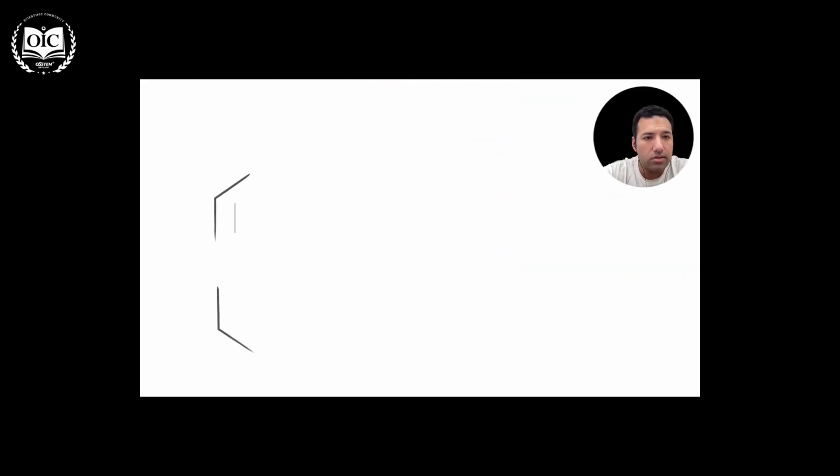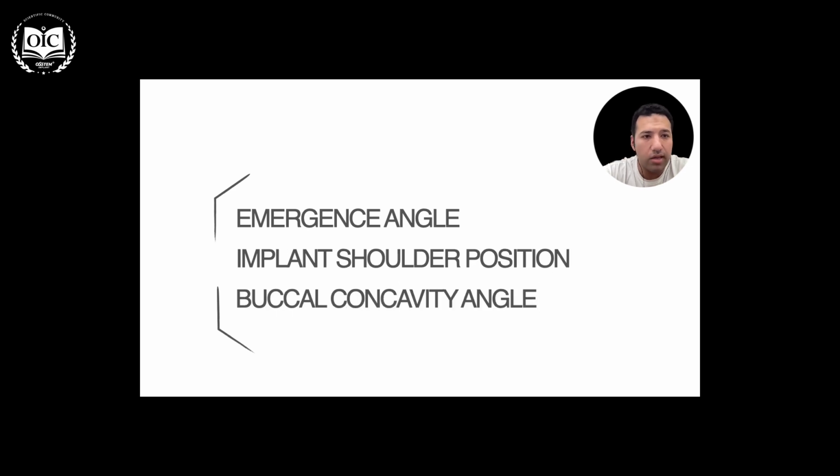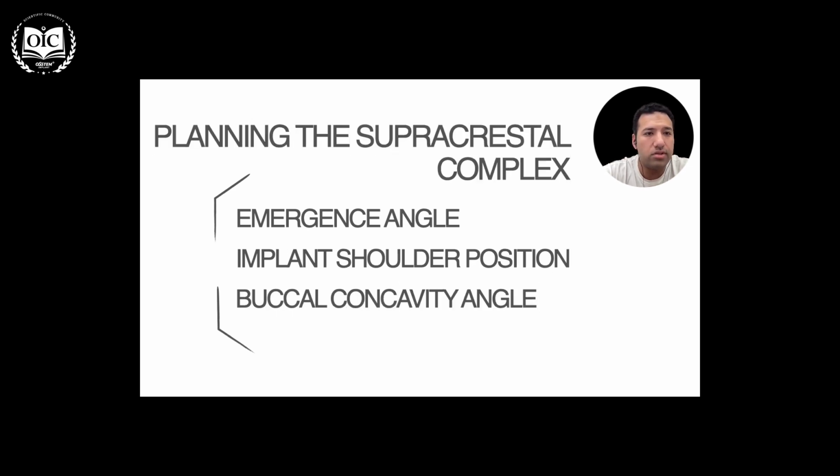I summarized those planning points into these 3 points: the emergence angle of the crown, implant shoulder position, and buccal angle concavity in cases of bone defects that we need to reconstruct with a bone graft and a membrane.